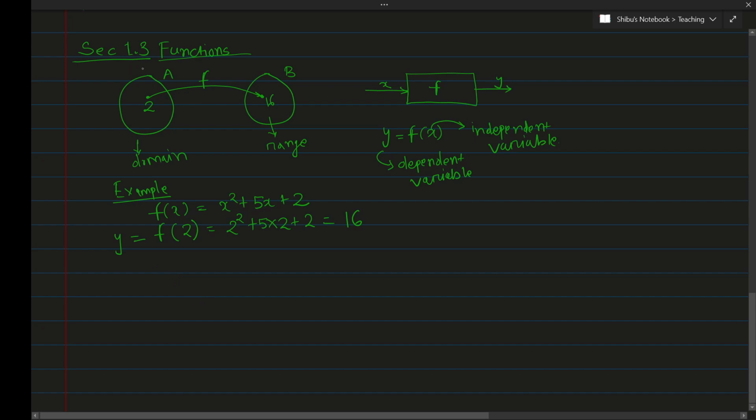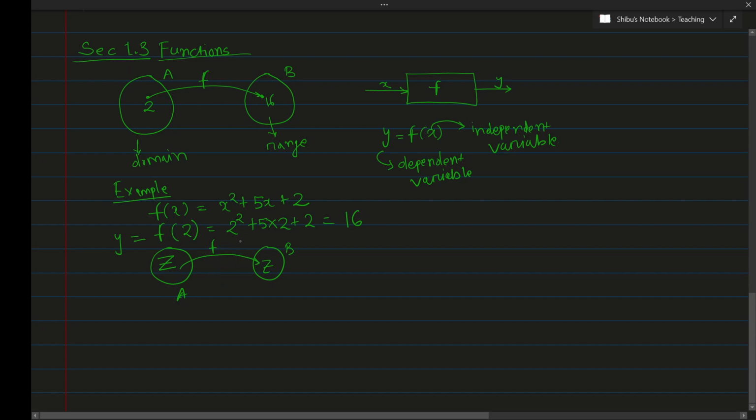So this set can be taken as positive numbers, or any numbers can be taken as Z. So A can be taken as the integer set and B can also be taken as the integer set. So this function maps integers into integers. So this is what a function is.